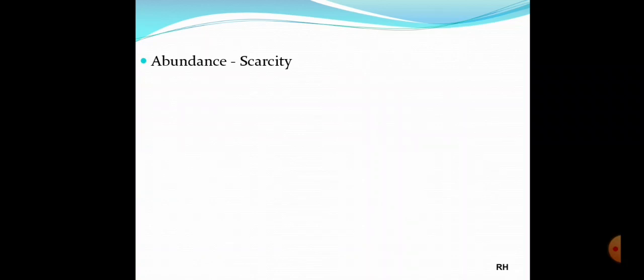So the very first one is abundance. Abundance. That means scarcity. Scarcity. It's the opposite word of abundance. Okay. Next is accept. Accept. The opposite of it is reject. Reject. Next is ancient. Ancient. The opposite of this ancient is modern.